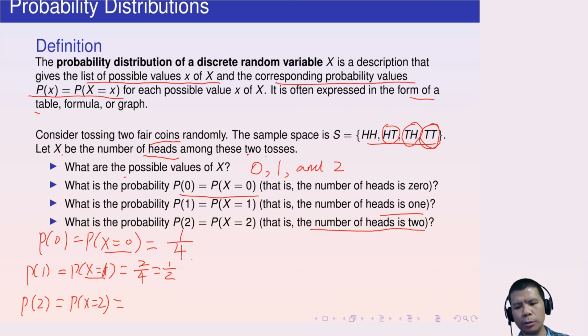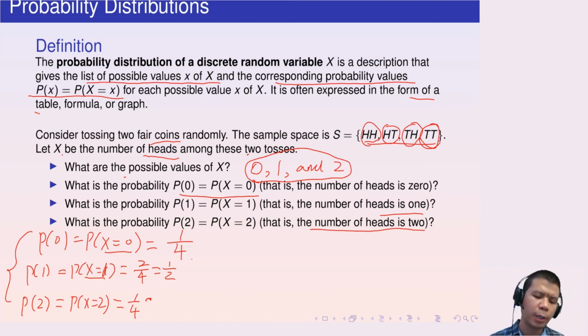The number of heads is 2, so that's what? Simply 1, 1, right? So 1 out of 4. Okay, so we have the list of possible values 0, 1, 2, and also here gives the corresponding probabilities. Okay, P of 0, P of 1, and P of 2.